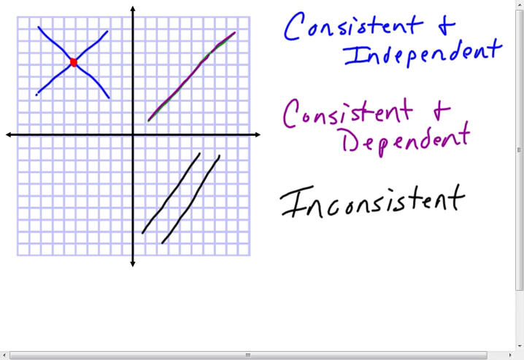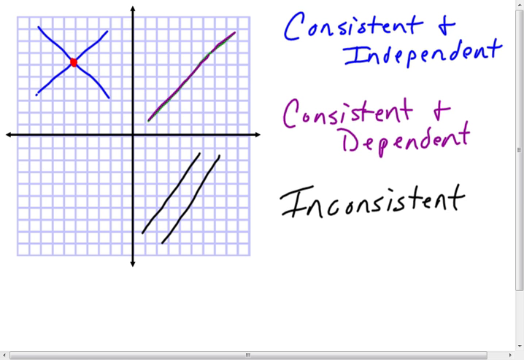In this lesson, we're going to focus on solving systems of equations by graphing. When you graph systems of equations, we're looking for one of three possible outcomes, and you'll see those on the screen. The one on the left in the blue, that's a consistent and independent situation where you have two lines that cross into a single point.